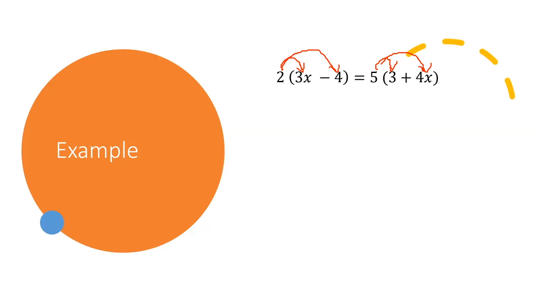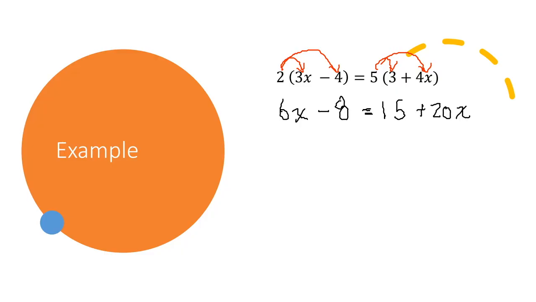So 2 times 3x gives me 6x, 2 times negative 4 gives me negative 8. No x, just a negative 8. Then we have the equal sign, so we're going to write that exactly as is. 5 times 3 gives me 15, and then 5 times 4x gives me 20x. So I've expanded my bracket.